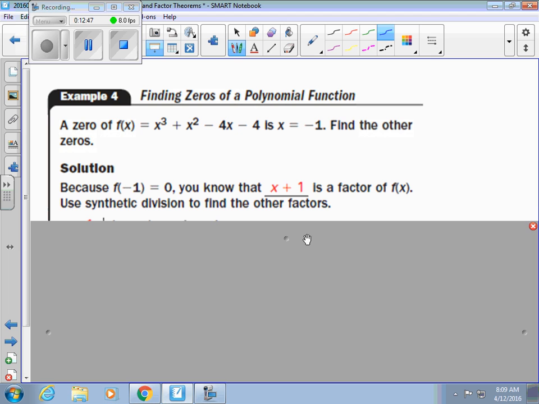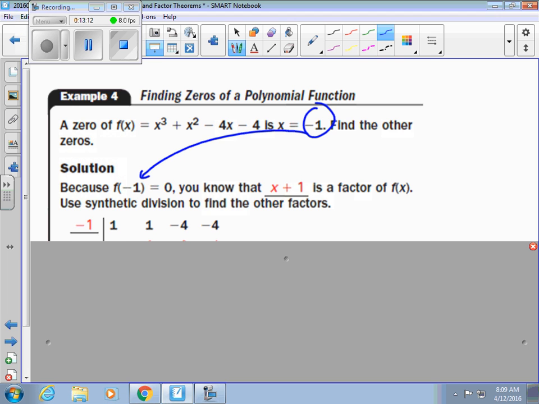So because f of negative 1 is 0, and that's all this is saying, it's the same thing as the last example, f of negative 1 is 0. You know that x plus 1 is a factor of it. Just the opposite. It's easier than it looks. It's the opposite of what that says. X, and then whatever the sign is, you change it. X plus 1. So then use synthetic division to do that. Synthetic division is what we did a minute ago.